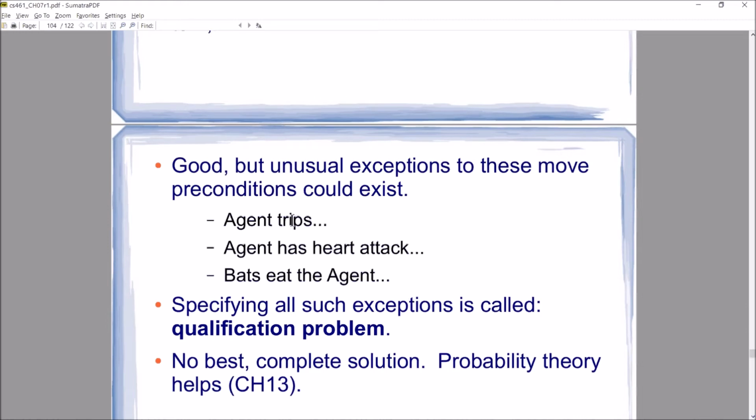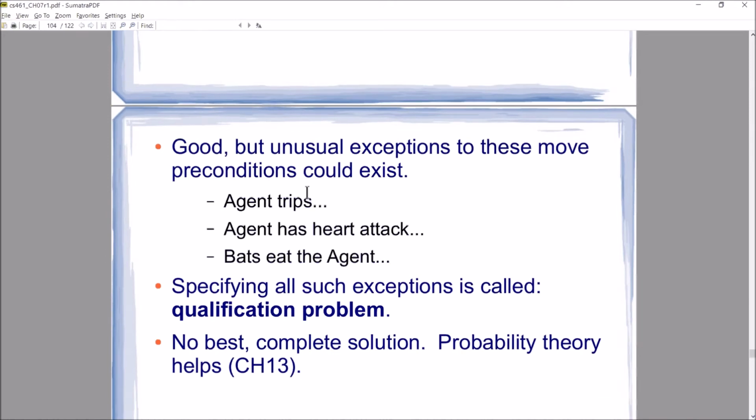What if the agent trips? What if the agent has a heart attack? What if the agent gets eaten by a bat? What if a dragon shows up, right? So you have all these different possibilities that you could add to your game or to your environment that could impact how big the knowledge base is going to get for having to deal with all these different conditions, right?